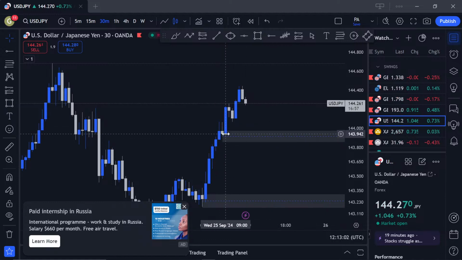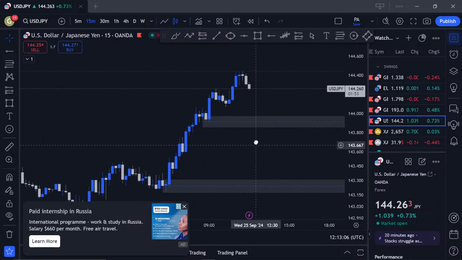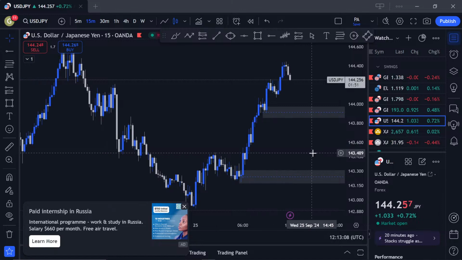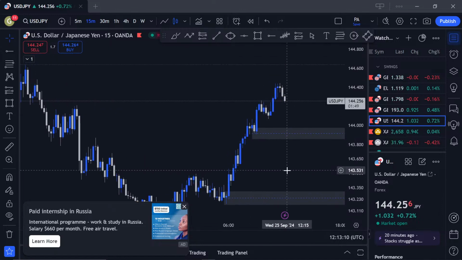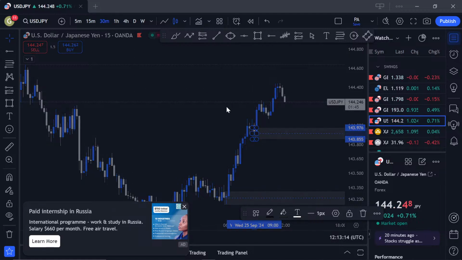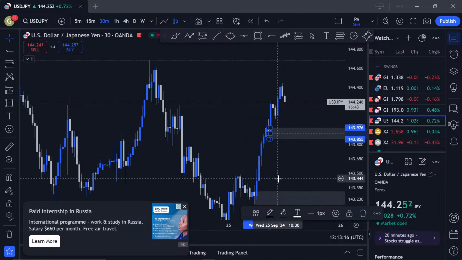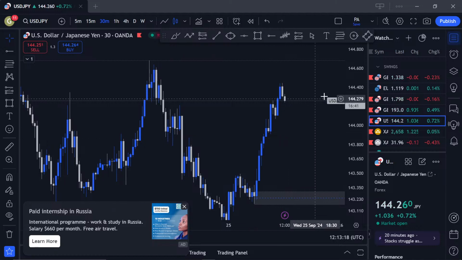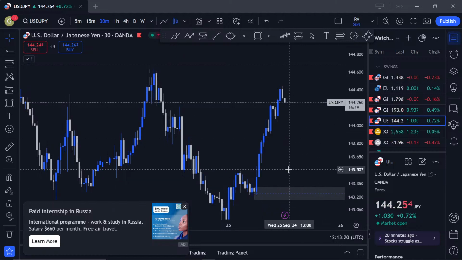But the chance of this supply level playing out is really kind of tiny, because this is a probability game, and to win in the game of probability, you need to make sure you're focusing on the ones with higher probability. So for that reason, I'm going to skip this particular one, and I'll focus on the one behind here.